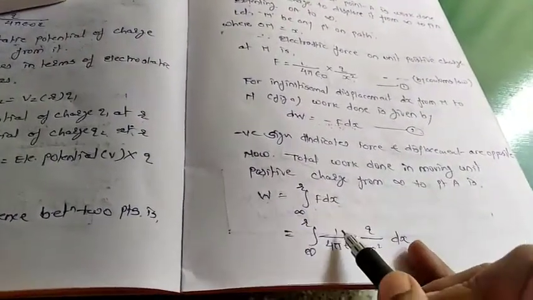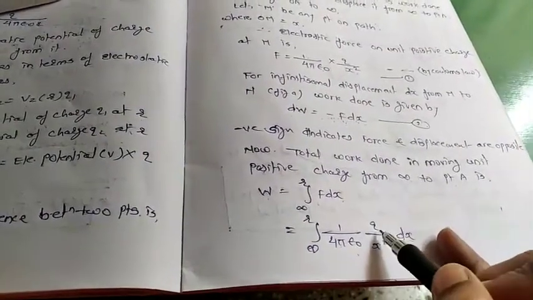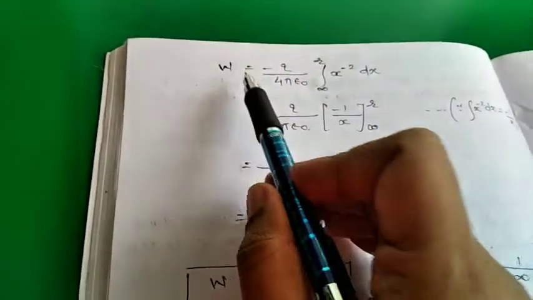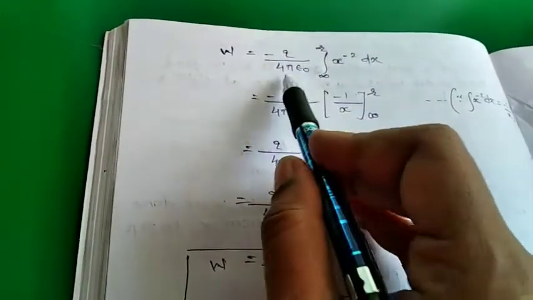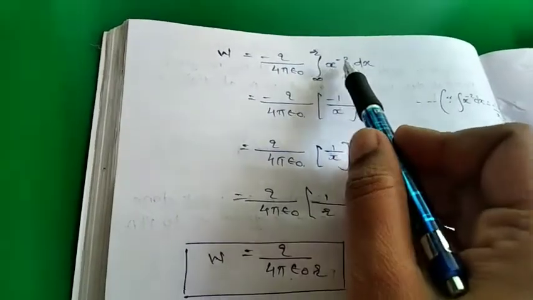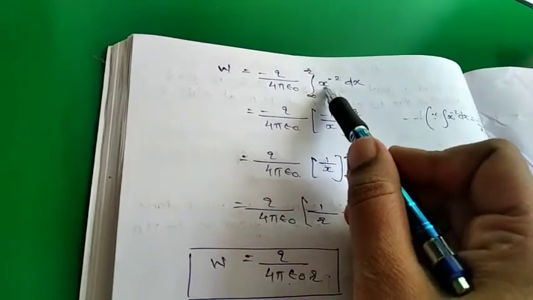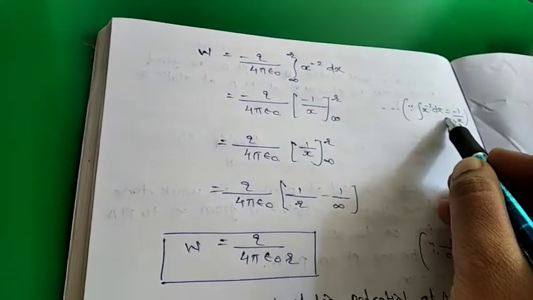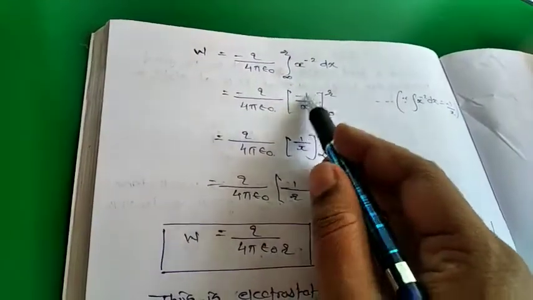So it is equal to 1 upon 4 pi epsilon 0 into q upon x square into dx. The rest is the mathematical part, where we have taken the constants outside. W, the work done, is equal to q upon 4 pi epsilon 0 times the integral of 1 upon x square, which is x raised to minus 2, into dx. Solving this integration, we get minus 1 upon x.